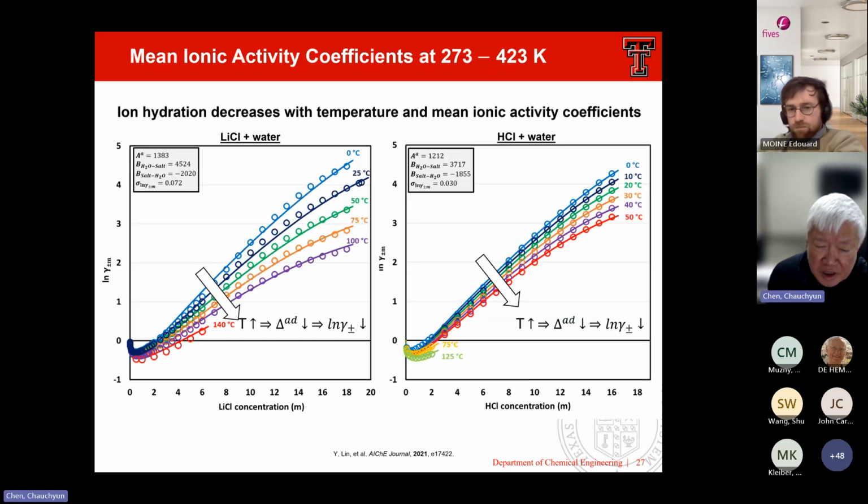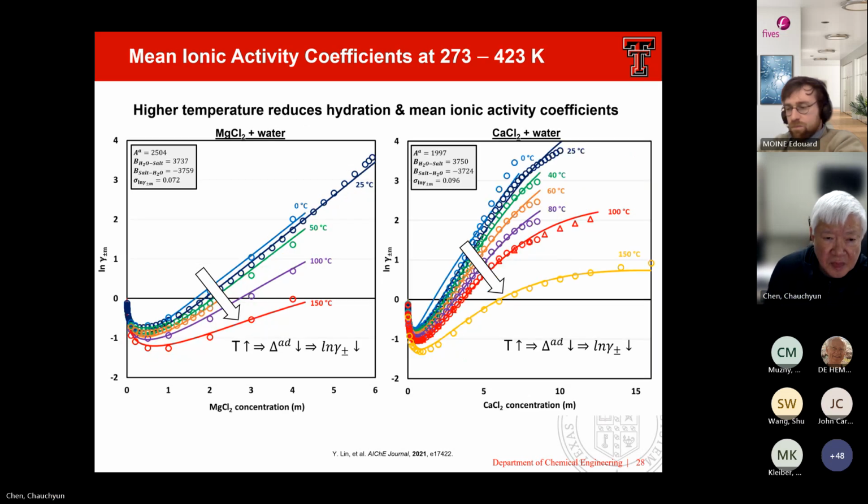So following that, let's look at the temperature effect. For lithium chloride solution, as the temperature goes up, we see that the association strength will go down, and therefore gamma of lithium chloride will go down. Same thing with HCl. As temperature goes up, hydration goes down, and gamma goes down. These are the same plots, but for 2,1 electrolytes, magnesium chloride and calcium chloride. Again, as temperature goes up, gamma goes down.